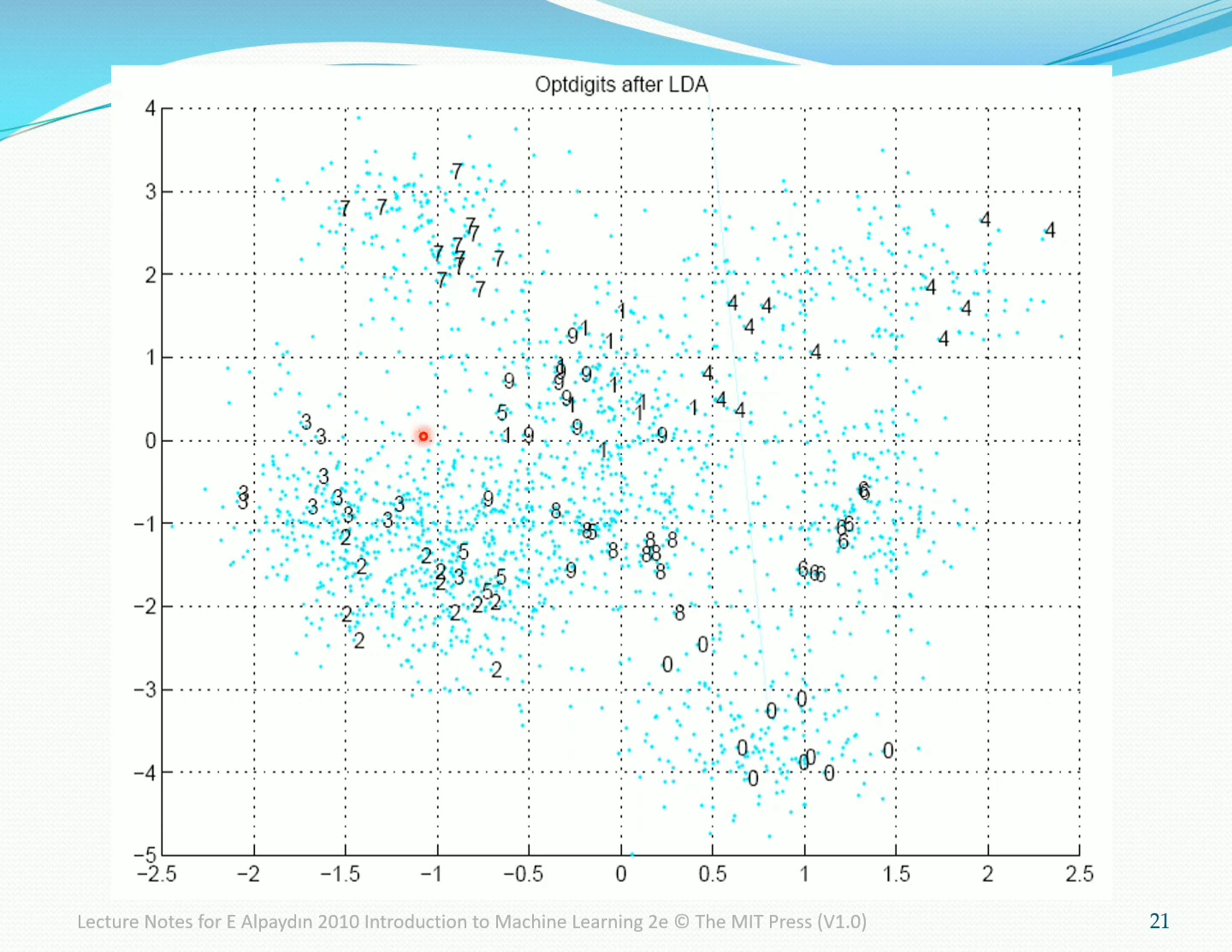This graph shows the optdigits after applying the LDA technique, and you can see lots of scattered points. This is 0, on the negative side, and this is on the positive side. You can see the number scatters are more over here in the center.